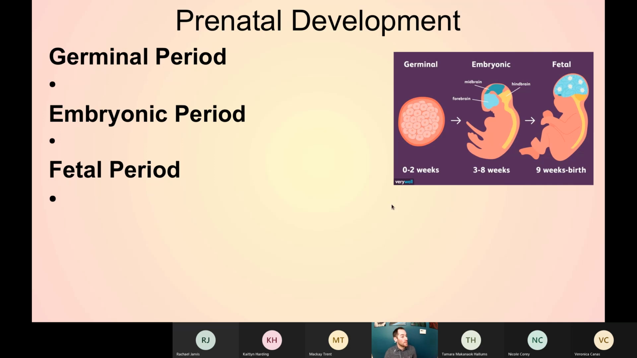All right, so prenatal development is split into a couple different sections, and it's even further split down, and your book goes into more details about the little splits. But we're going to focus on these three as big categories: germinal period, embryonic period, and fetal period of development.